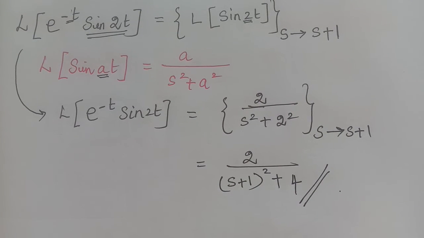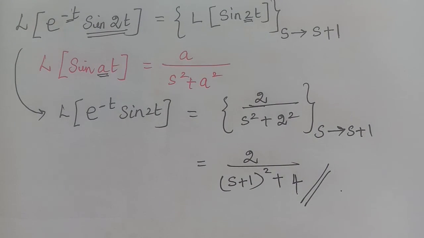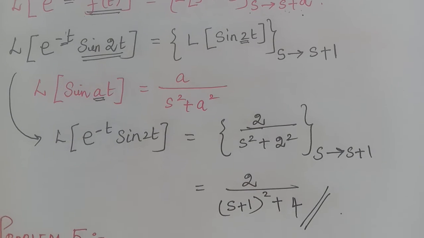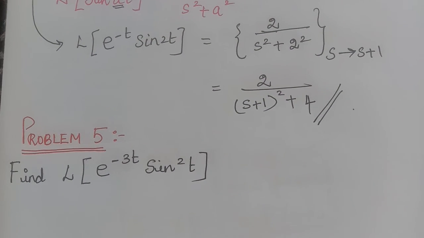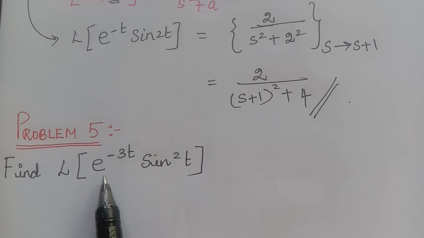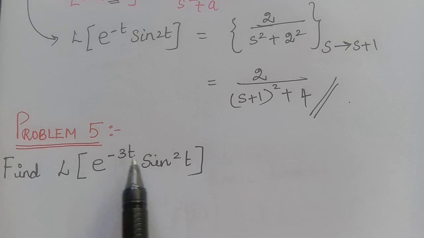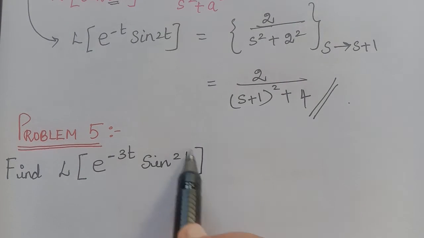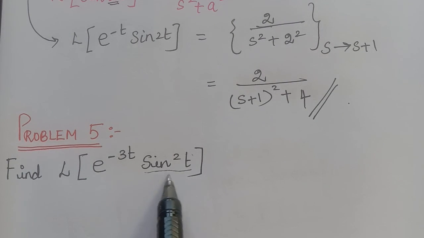Hope you have understood all the 4 problems. In our next video we will see problem 5, which is to find the Laplace transform of e to the power minus 3t multiplied with sine square t. So we have a square term here. Let us see how to solve this problem in our next video. Thank you.